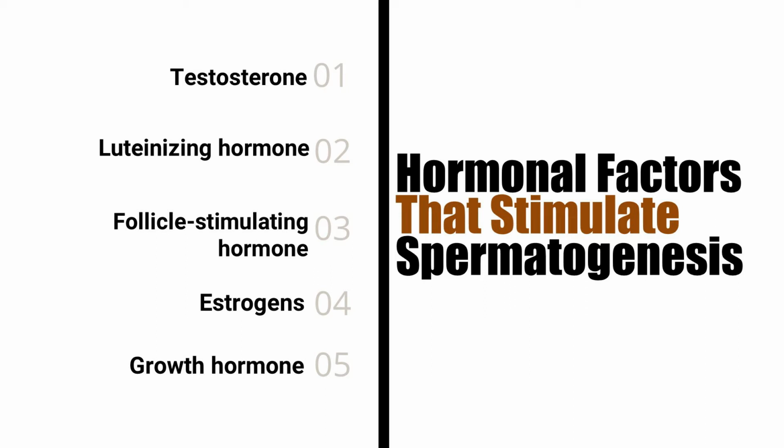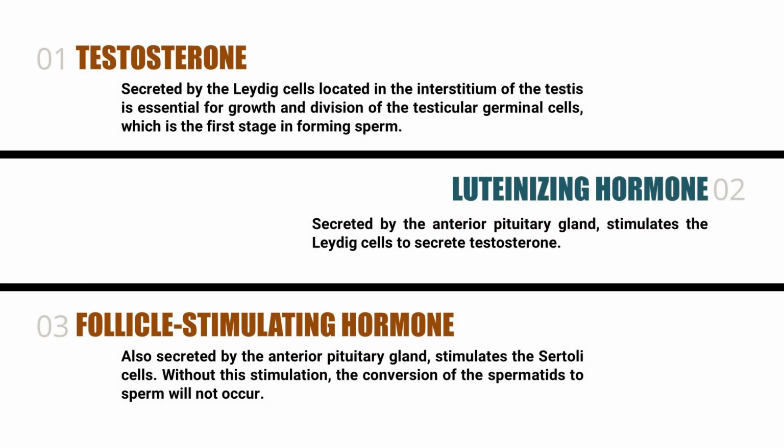These are testosterone, luteinizing hormone, follicle stimulating hormone, estrogen, and growth hormone. The first hormone is testosterone, which is secreted by the Leydig cells located in the interstitium of the testis. It is essential for growth and division of the testicular germinal cells, which is the first stage in forming the sperm. The second is luteinizing hormone, which is secreted by the anterior pituitary gland and stimulates the Leydig cells to secrete testosterone.